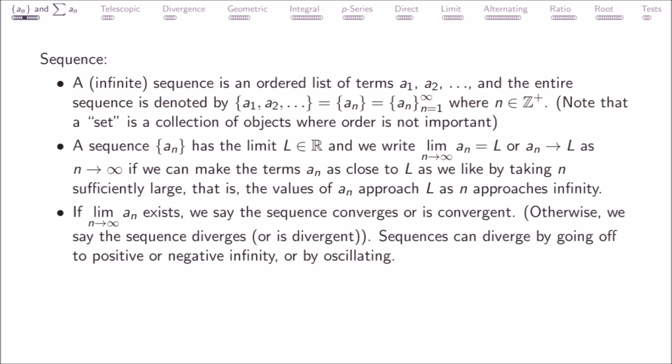If the limit exists, we say the sequence converges or is convergent. Otherwise, we say the sequence diverges or is divergent. Sequences can diverge by going off to positive or negative infinity or by oscillating.